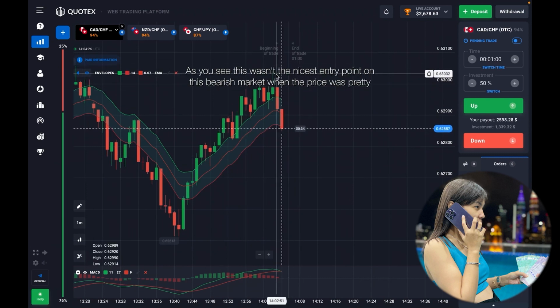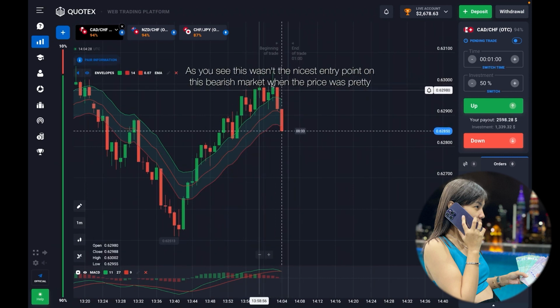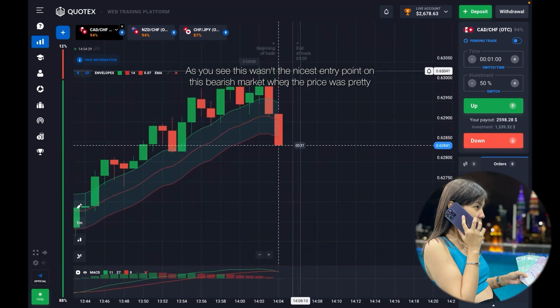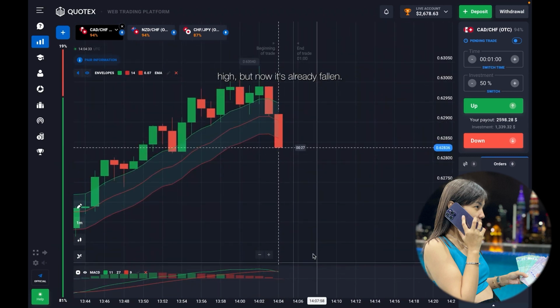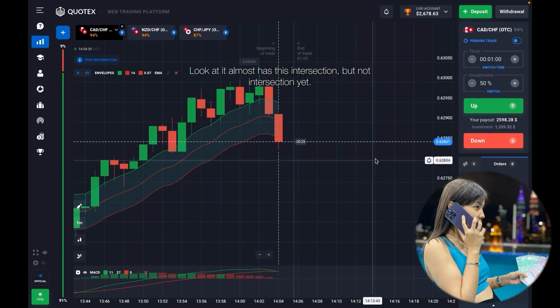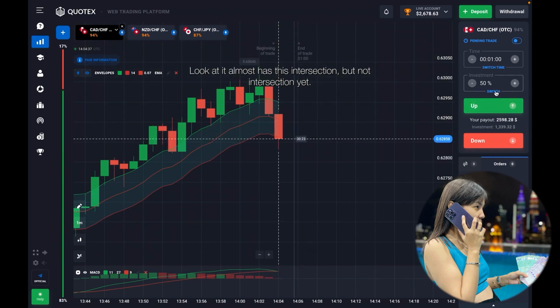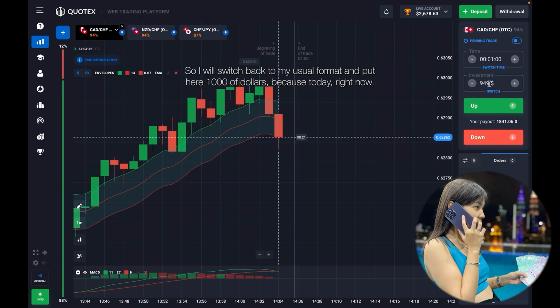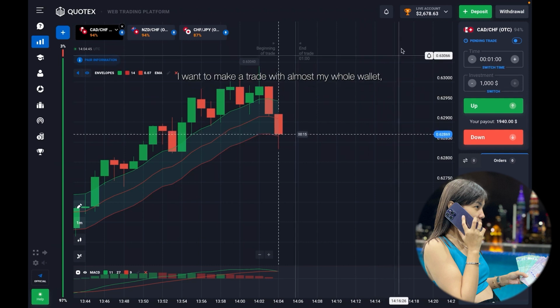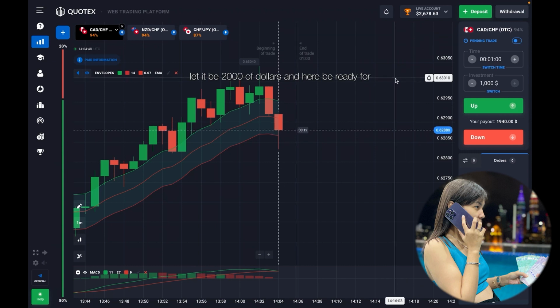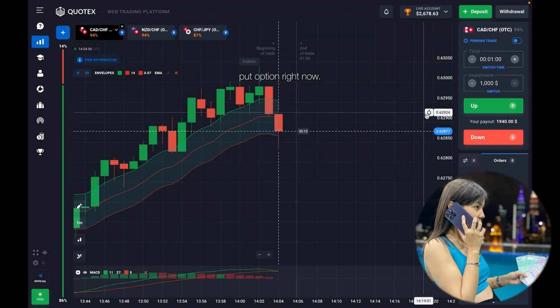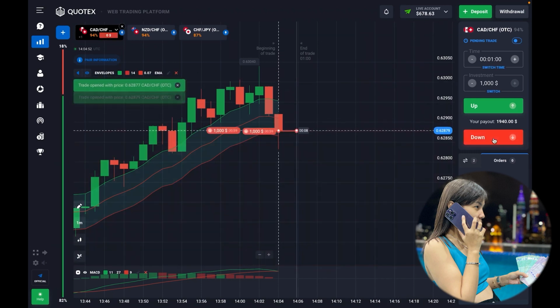And you see, this wasn't the nicest entry point on this bearish market when the price was really pretty high, but now it's already fallen. And look at them, almost has this intersection, but not intersection yet. I will switch back to my usual format and put here $1,000, because today right now I want to make a trade with almost my whole wallet. And let it be $2,000, and here be ready for a put option right now.